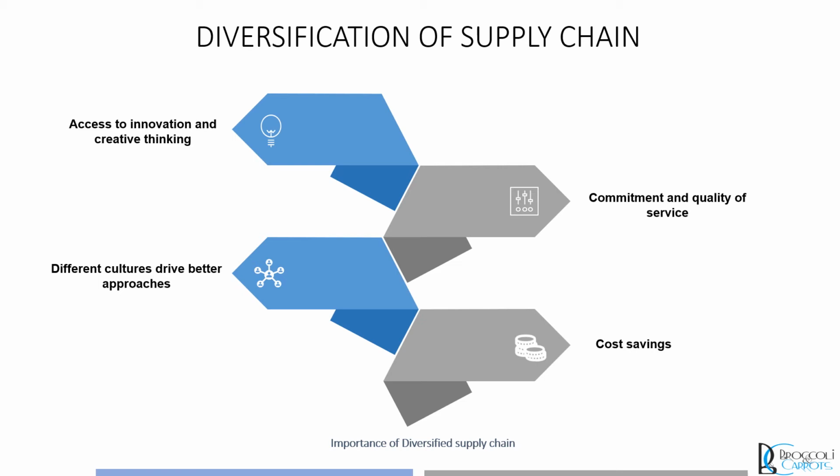Number 2, commitment and quality of service. As we've seen, supply chain diversity allows for greater flexibility. There are also numerous other choices that supply chain diversification can bring. The ability to be flexible means you can respond to changing market trends, customer demands, and provide a higher quality service. Number 3, different cultures drive better approaches.